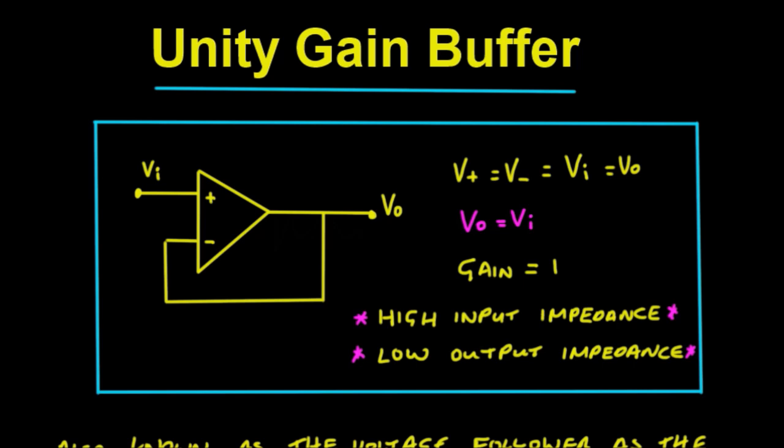In this video we're going to look at the unity gain buffer. Now the circuit's drawn down here below. We have our op amp here and we connect our output directly to the inverting terminal of our input.